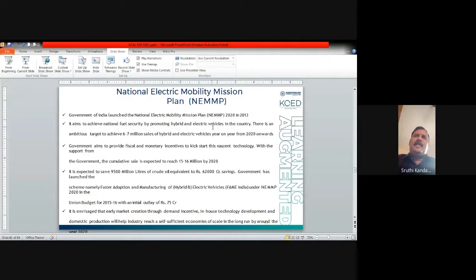NEMMP, National Electric Mobility Mission Plan. The Government of India launched the National Electric Mobility Mission Plan 2020 in 2013. In 2013 itself, they planned the NEMMP 2020. It aimed to achieve national fuel security by promoting hybrid electric vehicles in the country. There is an ambitious target to achieve 6 to 7 million sales of hybrid and electric vehicles year on year from 2020 onwards.